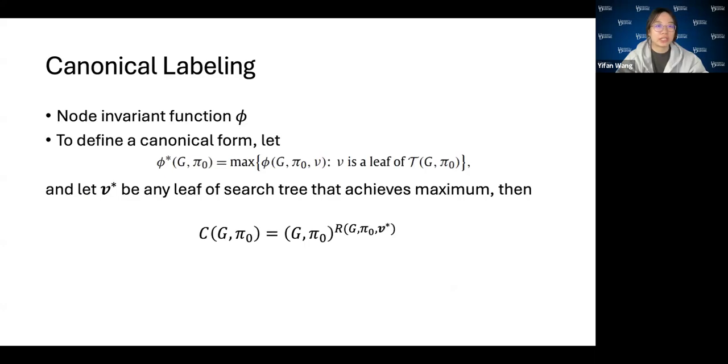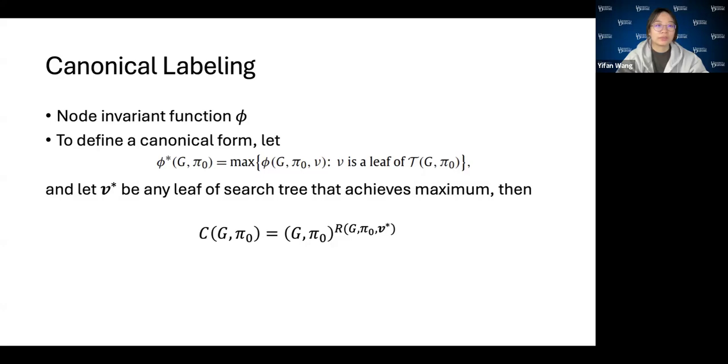So to define the canonical form, we first find the maximum node invariant value among all the leaves in the search tree, and we use the corresponding coloring. We will find the canonical form of the given color graph.